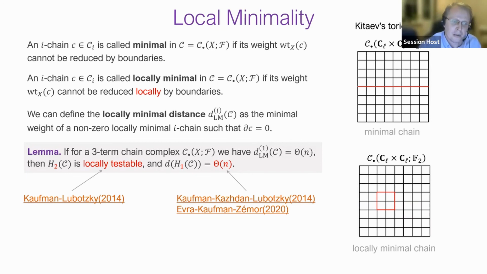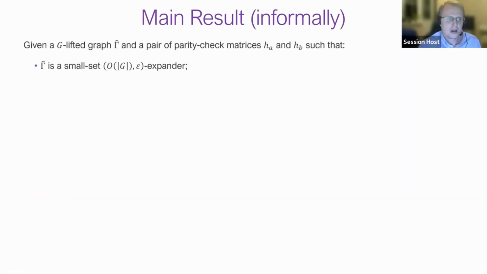And actually our main technical tool is a lemma that in some way was already proved in these two works. We just combined the ideas and formulated them in a uniform way. It states that if you have a three-term chain complex where this local minimum distance grows linearly, you obtain simultaneously locally testable codes, and you obtain simultaneously codes with linear minimum distance. Okay.